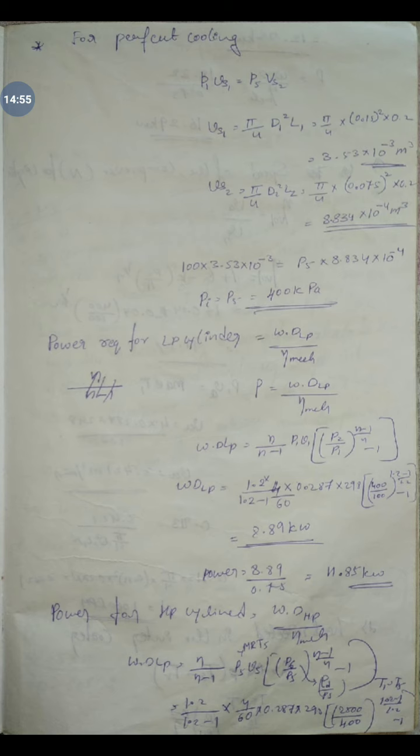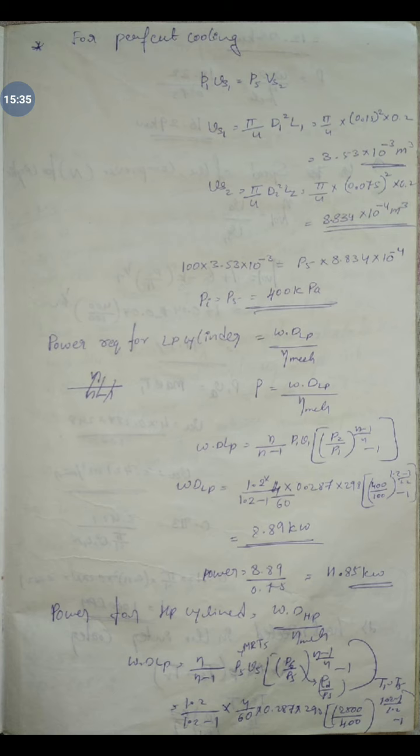On intermediate pressure, already we have found out, it is 400 kilopascals. So 400 by 100 to the power of 1.2 minus 1 by 1.2, minus 1. So that is the power required to drive the LP cylinder. We are going to get it as 8.89 kilowatts. So actual power required is nothing but work required to compress the air divided by mechanical efficiency. So mechanical efficiency is given as 75%. So 8.89 divided by 0.75 gives you 11.85 kilowatts. That is the power required to drive the LP cylinder.